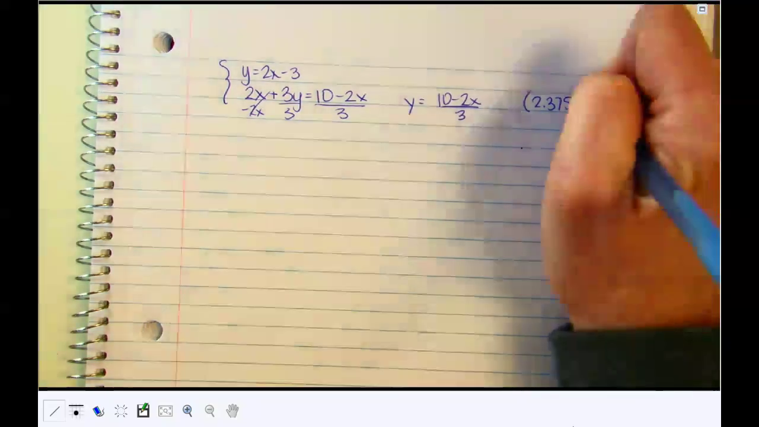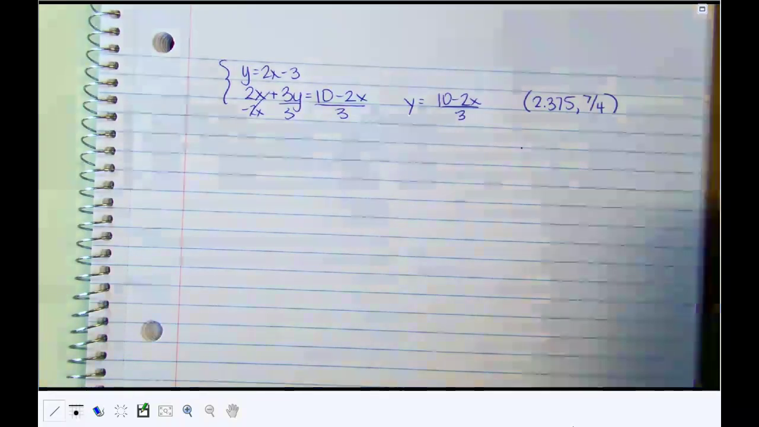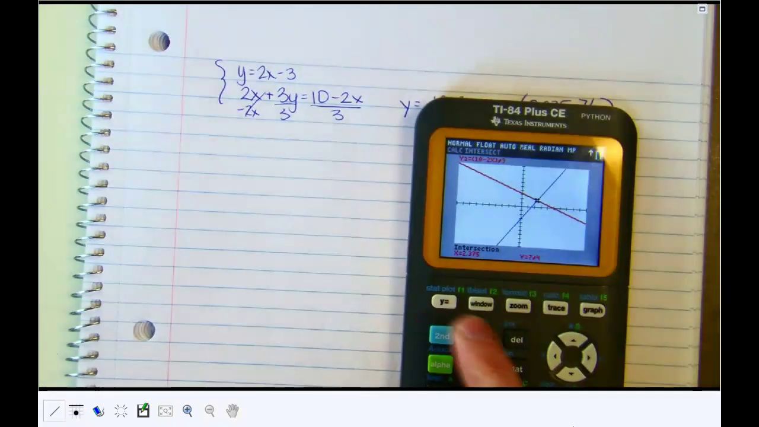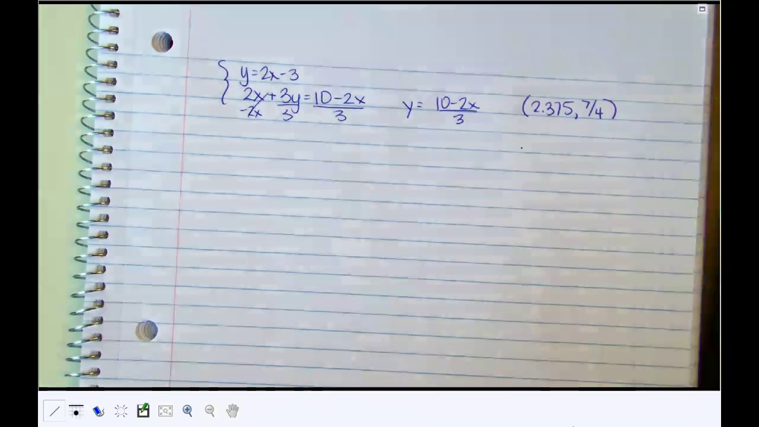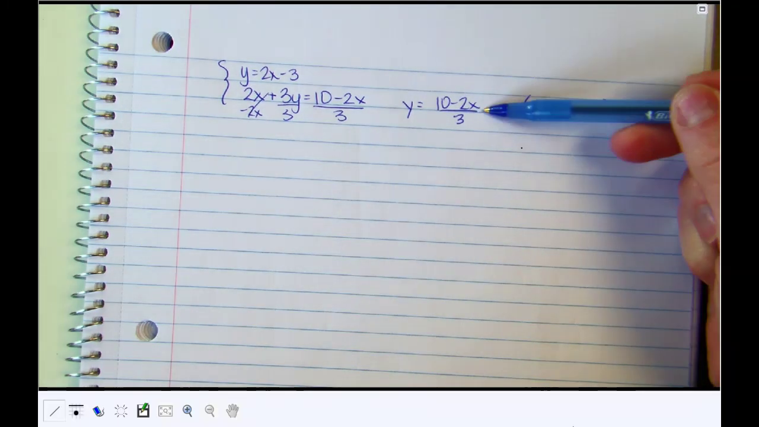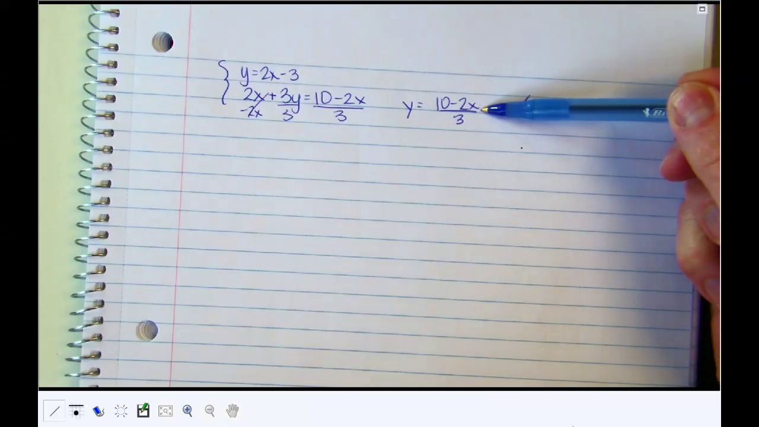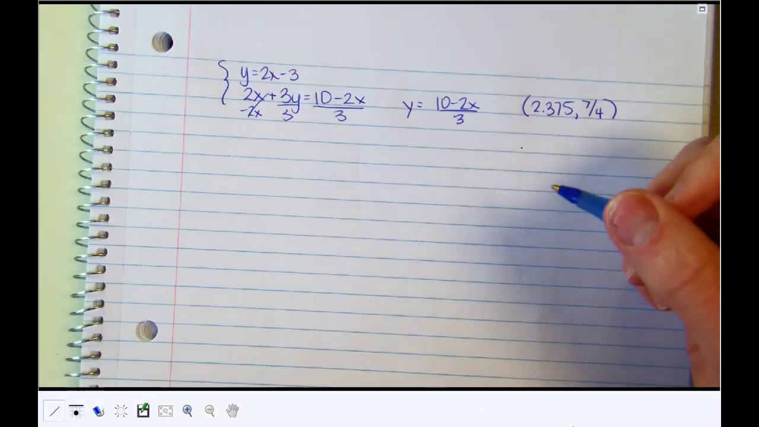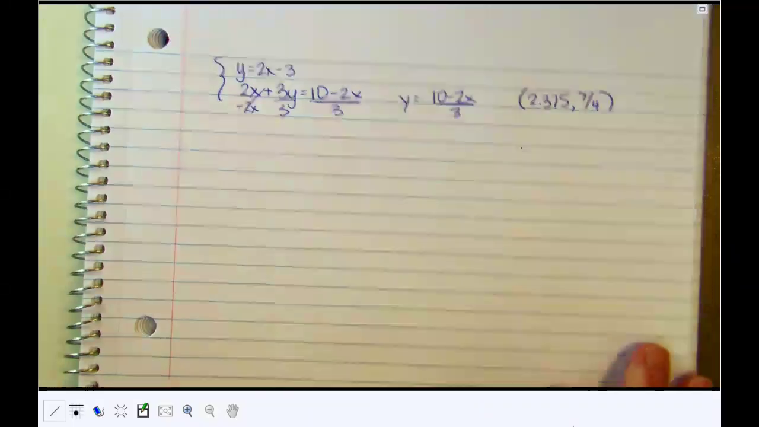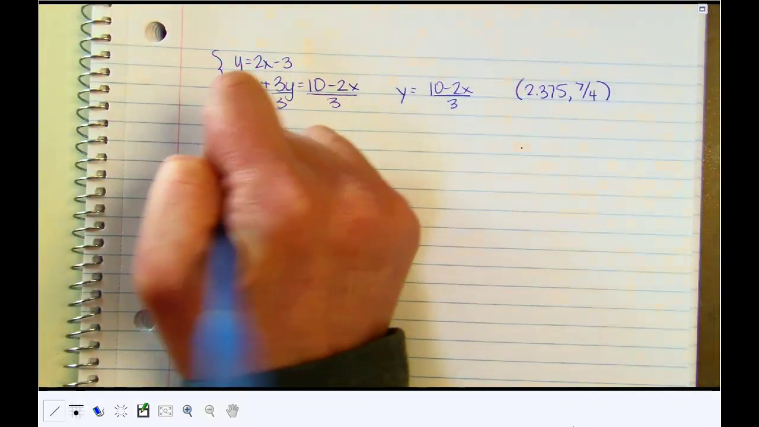7/4. If you don't like the fraction, go back to your main screen. You quit out of that, so second quit, and do 7 divided by 4. It's 1.75. Your calculator did that because we put this in as a fraction. That's why it gave us a fraction back. So if you put things in as a fraction, it will give you a fraction back if it can. Okay, now you guys try this one for me, please.